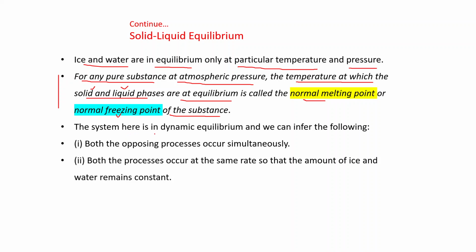The system here is in dynamic equilibrium and we can infer the following. Both the opposing processes occur simultaneously. Both the processes occur at the same rate so that the amount of ice and water remains constant. Simply we can say in solid-liquid equilibrium, the melting point of the solid remains constant at atmospheric pressure.